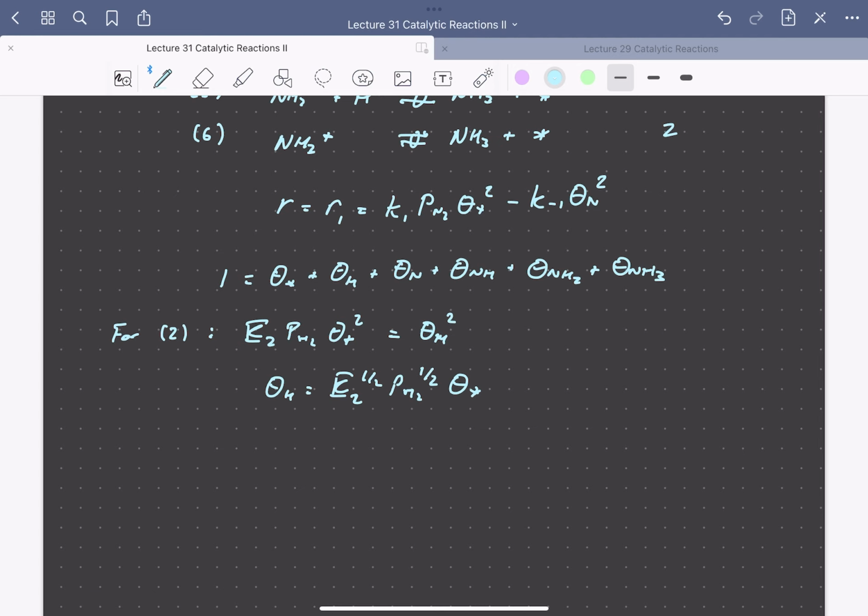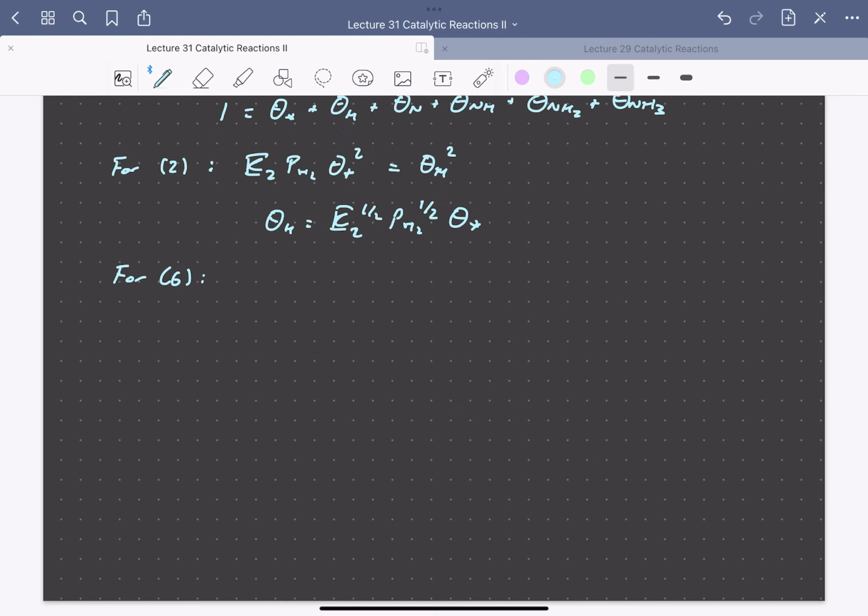So since steps 3 through 5 involve multiple adsorbates, it's easiest here to start with step 6 and solve for the ammonia coverage and then work our way up to the other nitrogen containing intermediates. So we can write that the equilibrium constant for step 6 times the coverage of ammonia is equal to the pressure of ammonia times the coverage of vacant sites. So here we can simply express the coverage of ammonia as its partial pressure divided by the equilibrium constant for step 6 times the free site coverage.